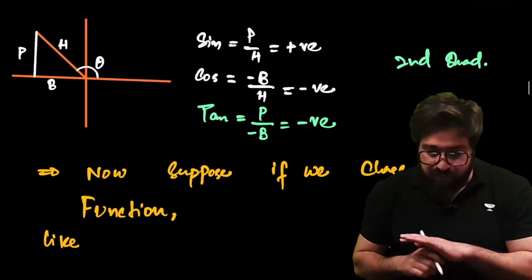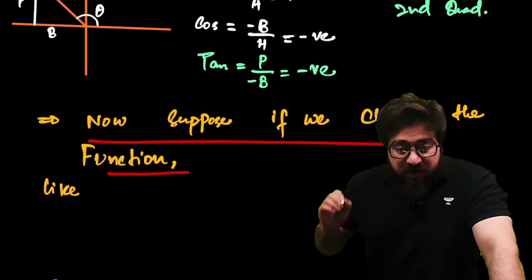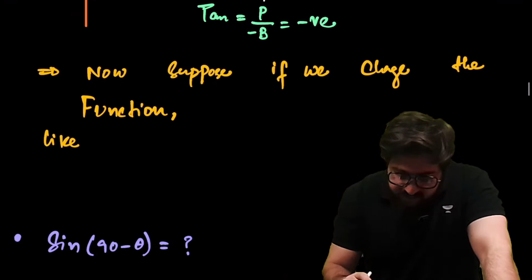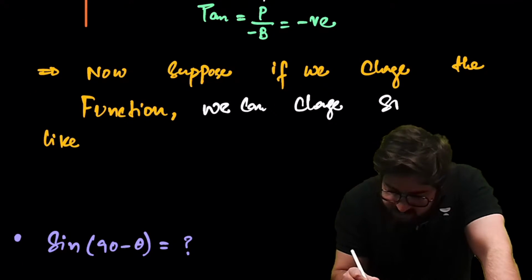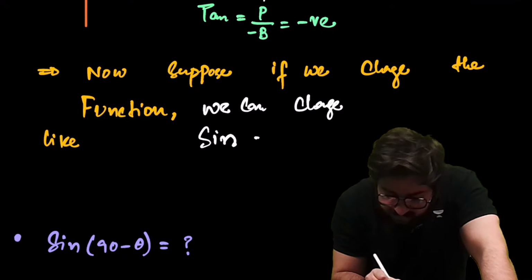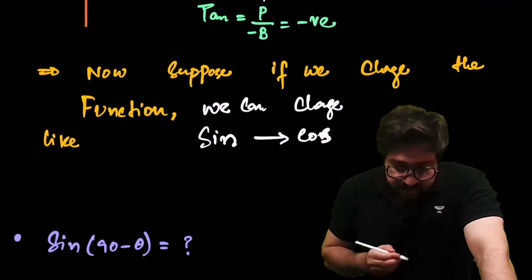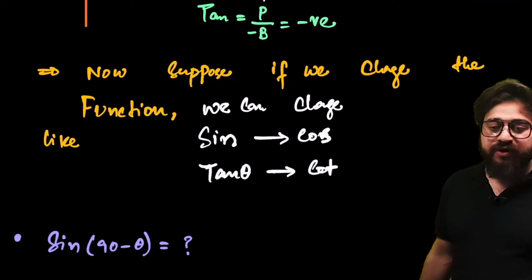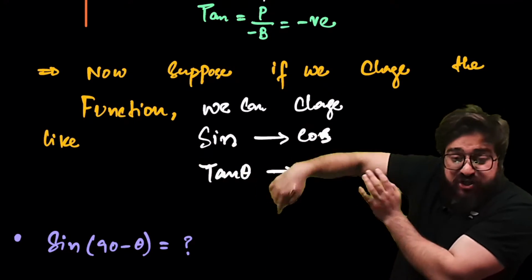Now, my dear friends, what I want you to remember is that we have to learn function change. What does function change mean? Listen to me very carefully. Function change means we can change sine into cos and vice versa, cos into sine. We can change tan into cot and vice versa. So function change simply means changing the sine function into the cos function.